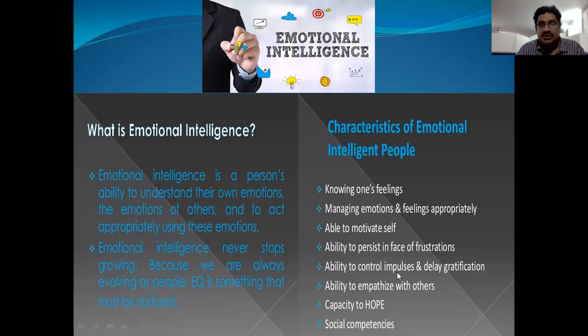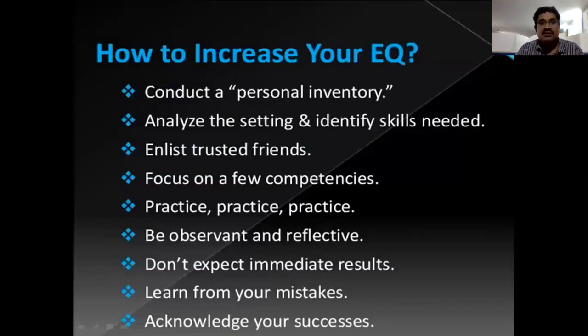Next, coming to the ability to control impulses and delay gratifications, right? Another point is the ability to empathize with others. Empathize means focusing upon others, trying to be with others, right? And next is the capacity to hope, and social competencies. These are a few characteristics we have in emotional intelligence. Coming to the next slide.